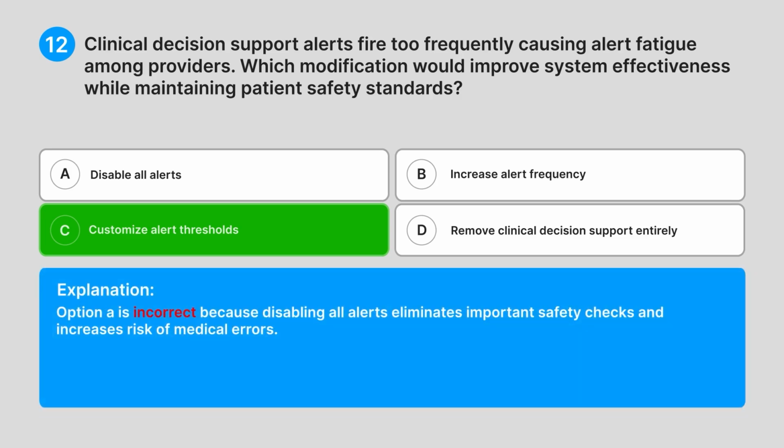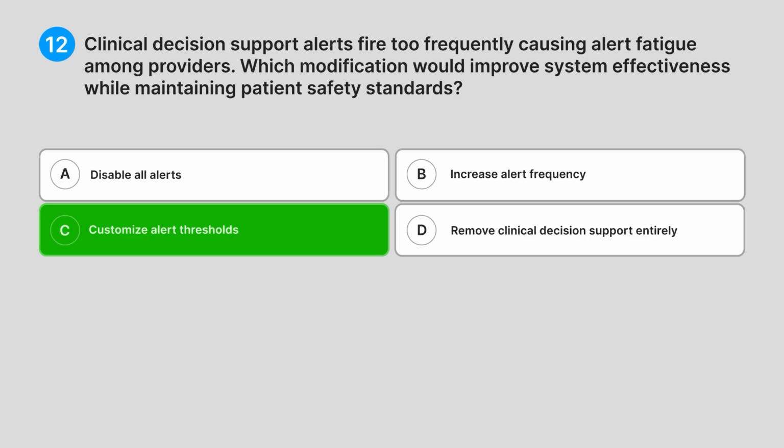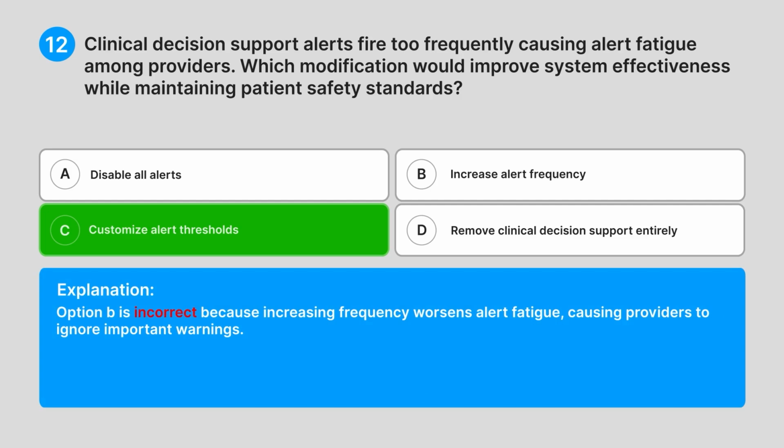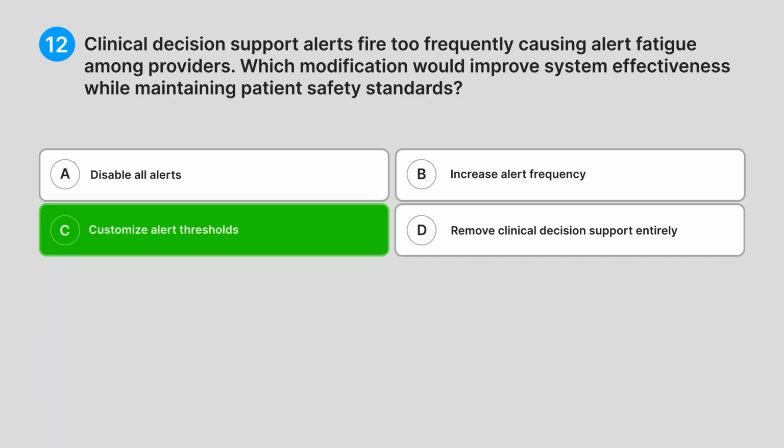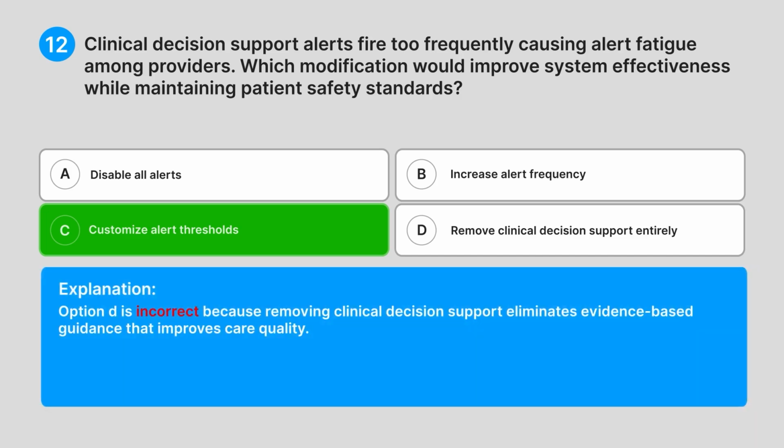Option A is incorrect because disabling all alerts eliminates important safety checks and increases risk of medical errors. Option B is incorrect because increasing frequency worsens alert fatigue, causing providers to ignore important warnings. Option D is incorrect because removing clinical decision support eliminates evidence-based guidance that improves care quality.